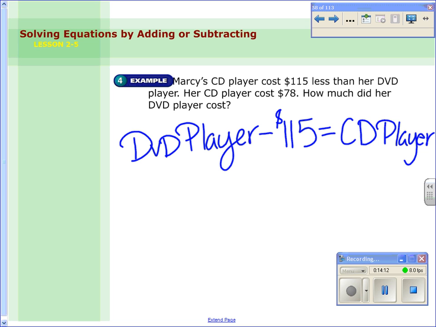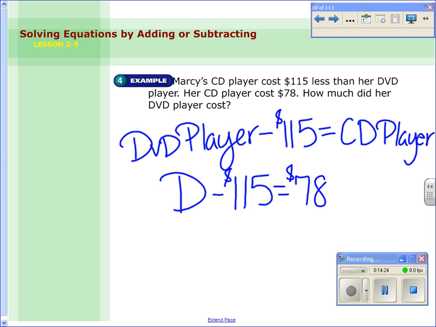All right, so because we don't know what this is, I'm going to use D minus $115 is the same as, well, her CD player costs $78. So again, if you take the cost of a DVD player, take out that $115, it leaves you with that $78. That's how much your CD player costs. All right, so we need to solve for D now.